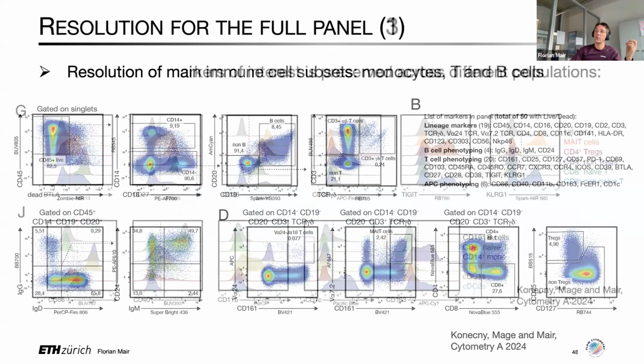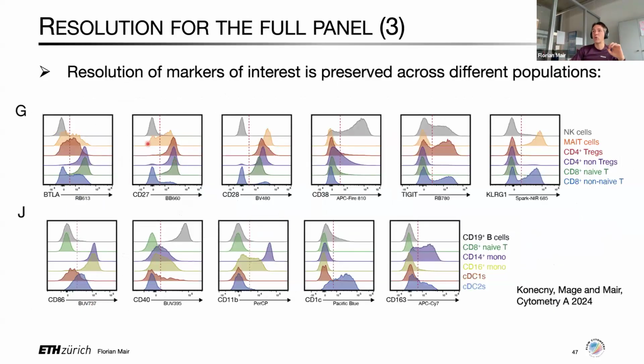But what I want to highlight, and what I think is more important, is that when you really go down to all these sometimes low expression phenotyping markers that determine the biology of your sample, like for example, these 6 phenotyping markers on the T cells like BTLA or CD38 or TIGIT or KLRG1, where the red dotted line always indicates the positivity cutoff, you can see that across all T cell subsets, the mate cells and the NK cells, we have nice resolution across the board.